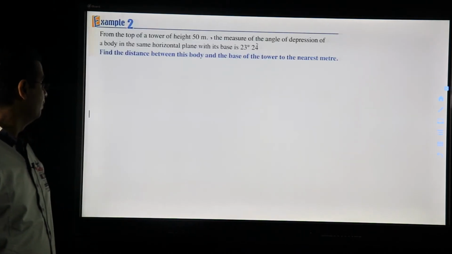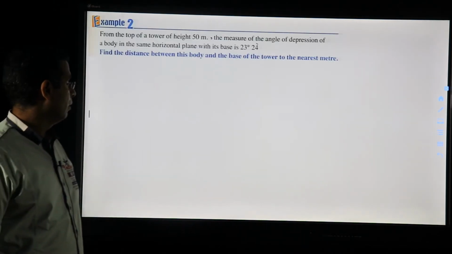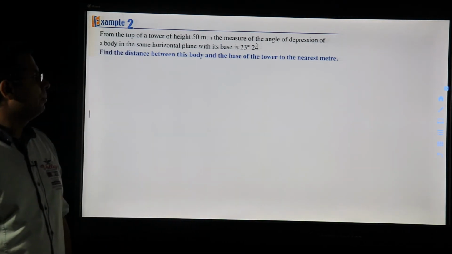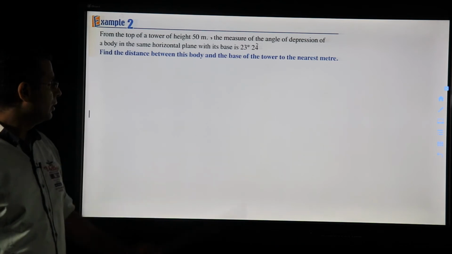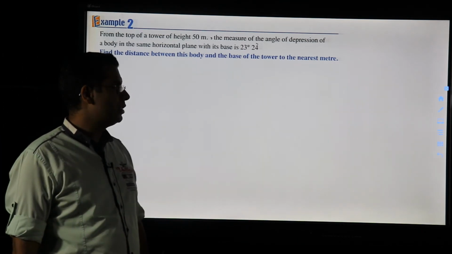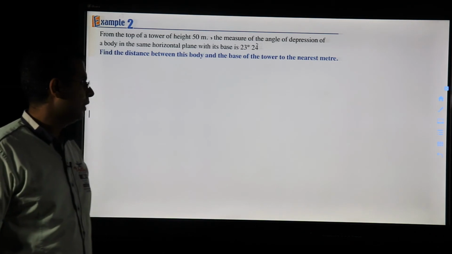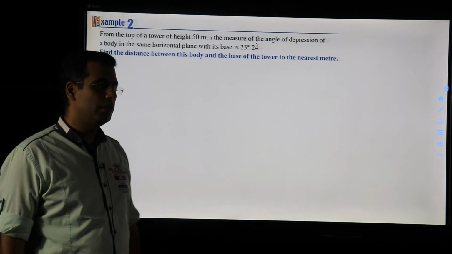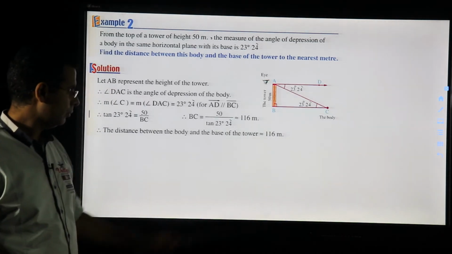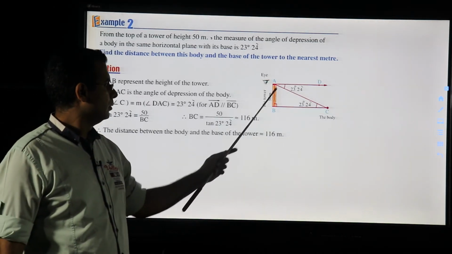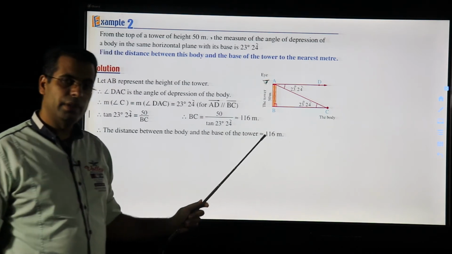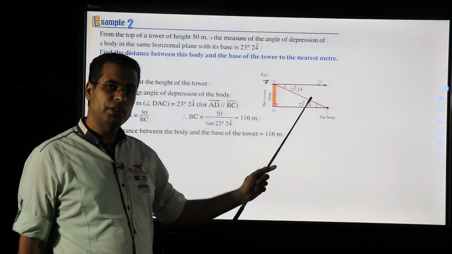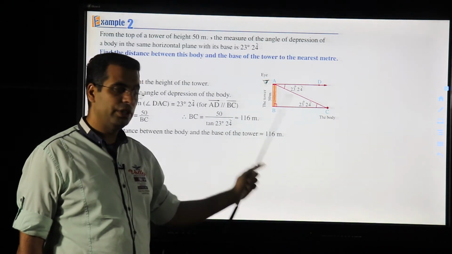Another example: from the top of a tower of height 50 meters, the measure of the angle of depression of a body in the same horizontal plane with its base is 23 degrees 24 minutes. Find the distance between this body and the base of the tower to the nearest meter. Draw it first. I am here, looking at C. Then the depression angle DAC, which is 23 degrees 24 minutes, is equal to angle C by alternate angles.